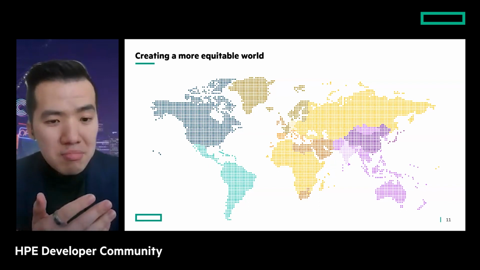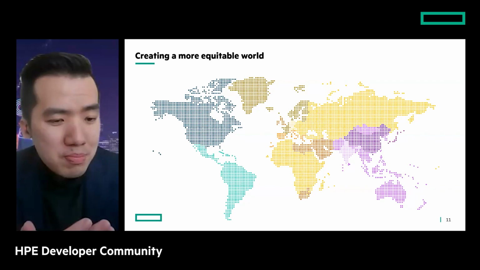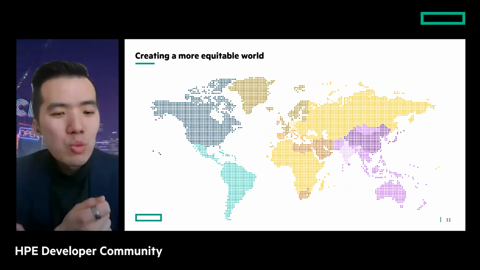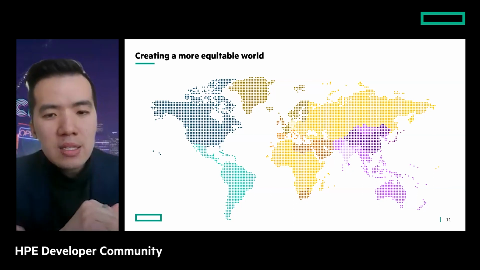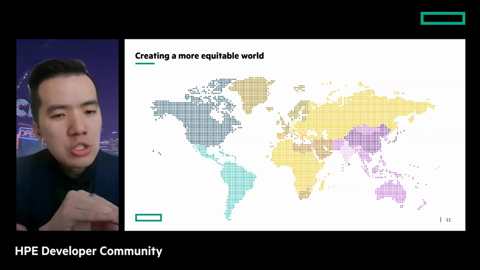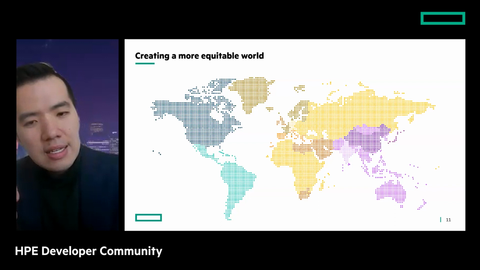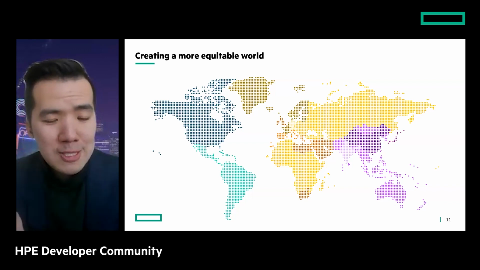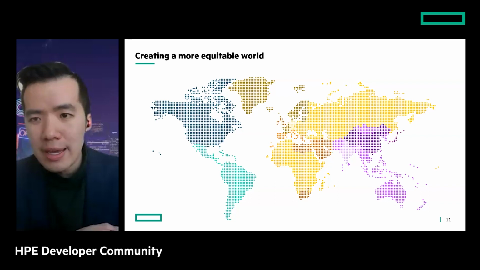And the same holds true with for-profit businesses. How can we work with our for-profit partners to embed impact within their business consideration and show how technology can help solve for both business and impact considerations? And that's what we're really trying to do to drive a more equitable world.